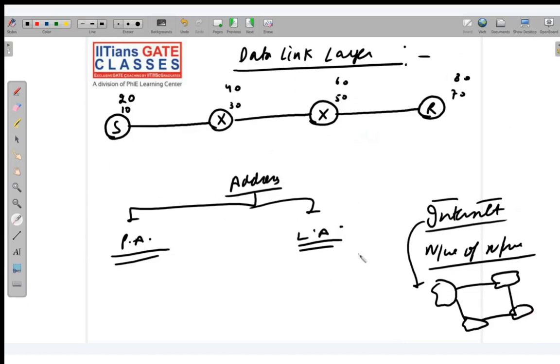For example, we have a system. Let me label it outside. This is computer A, and here we have computer B. How will you identify computer A within this network? If your area of interest is this network only, then you can identify A with the physical address. Physical address means each computer should have a unique address within its network only. So directly I should say it is unique within a LAN, a local area network. This is guaranteed: within a LAN it is unique.